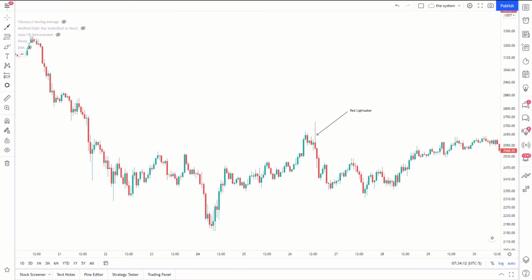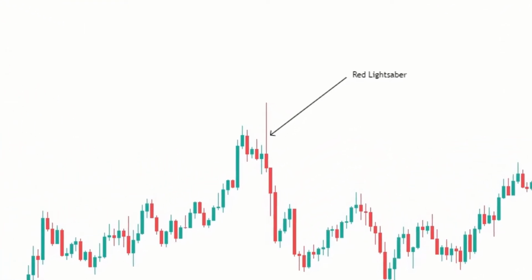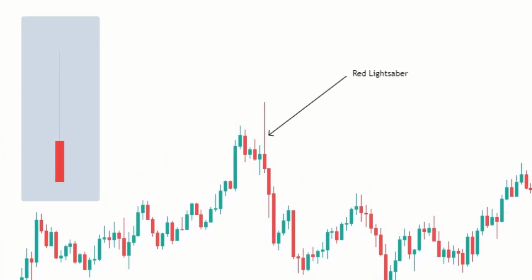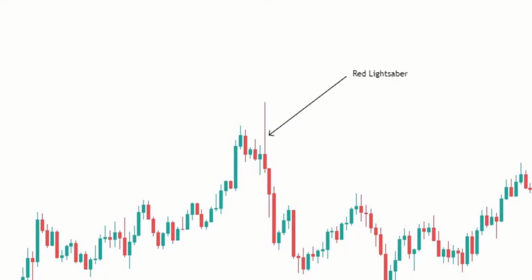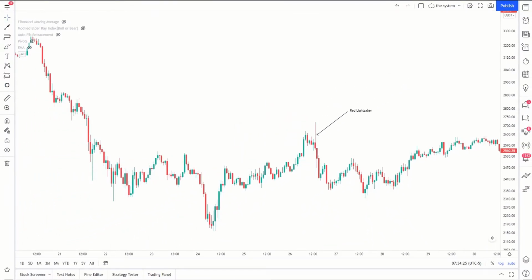Let's start with the red lightsaber. When we see the red lightsaber form like this, it must appear after a retracement or consolidation period in a pre-existing downtrend, as I did mention. You can see how powerful this formation is because of the steep drop that happened after it formed.